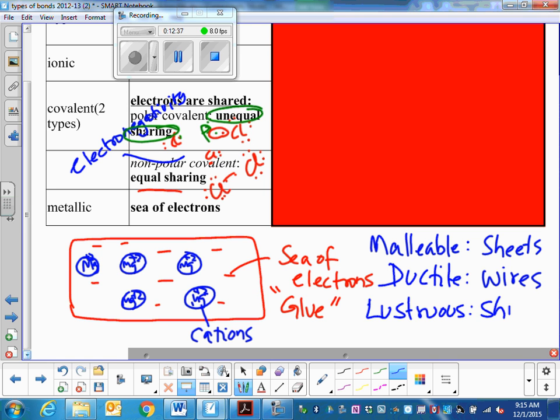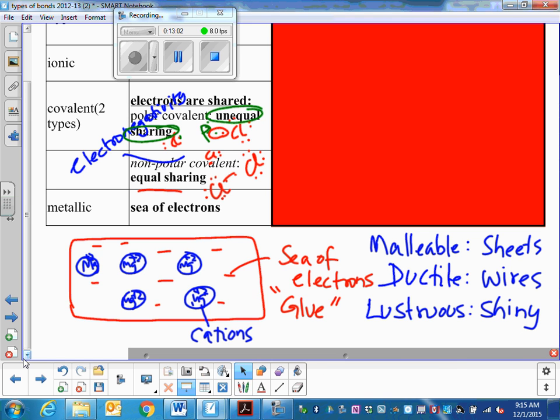Means they are shiny. Why are metals shiny? Because they want to? No, that's because of their structure. Look at the sea of electrons. Remember, we talked about this. An electron is both a particle and a wave.